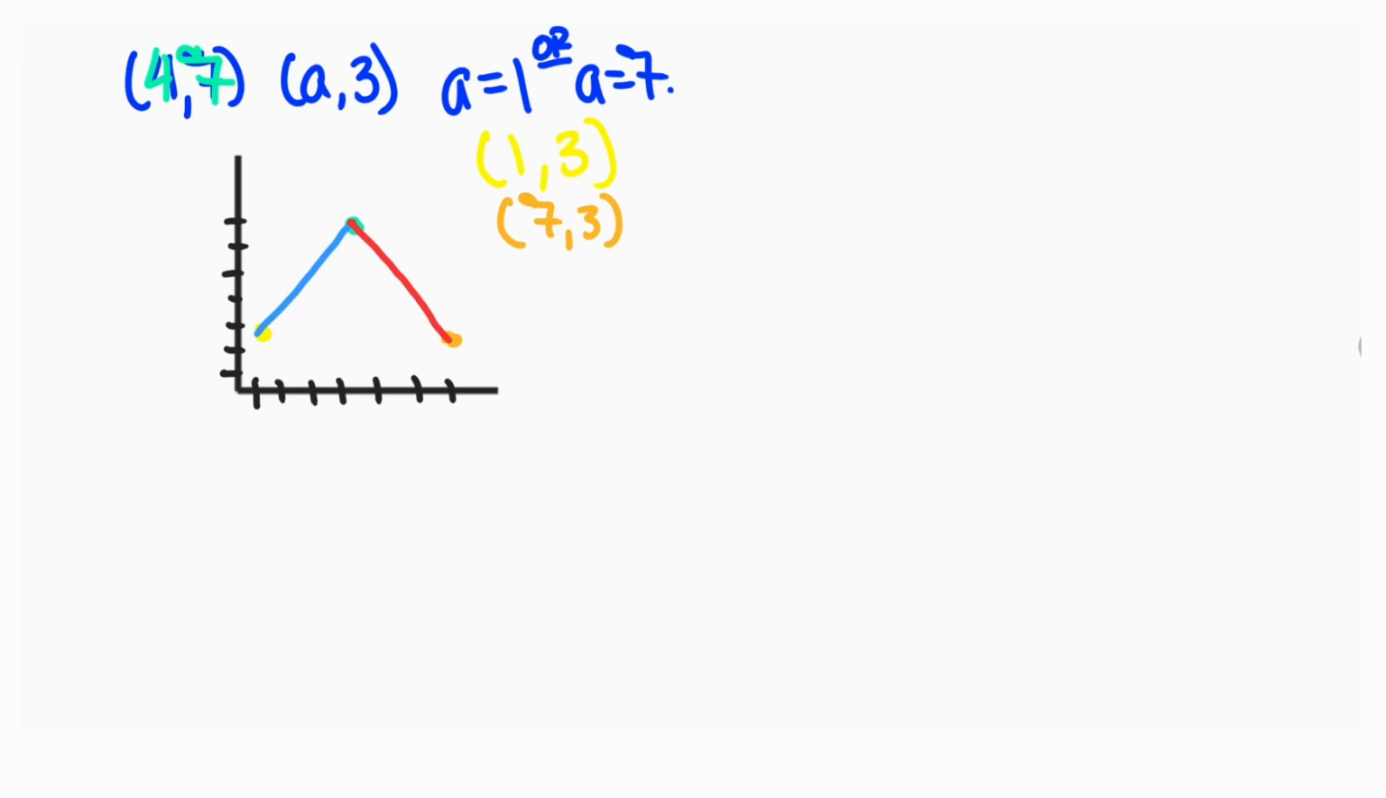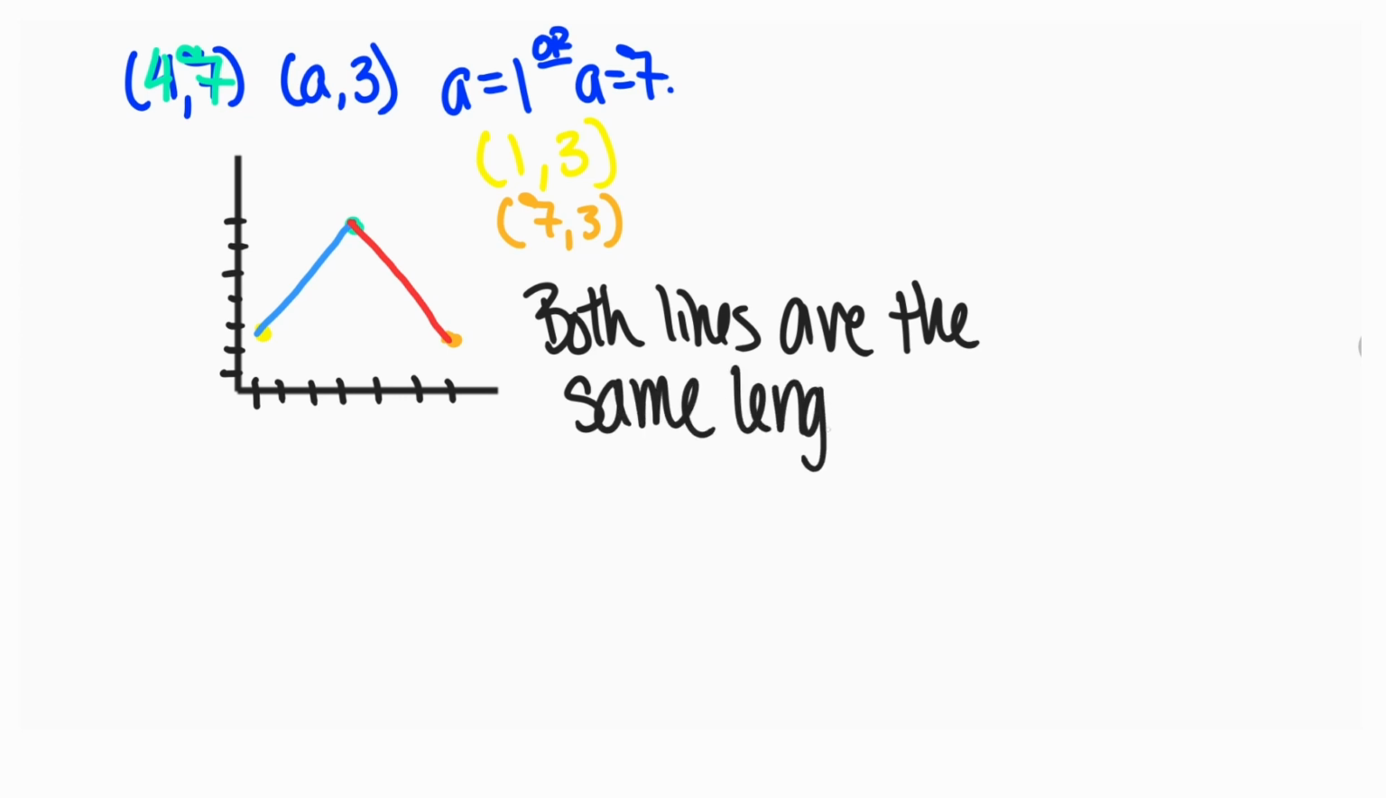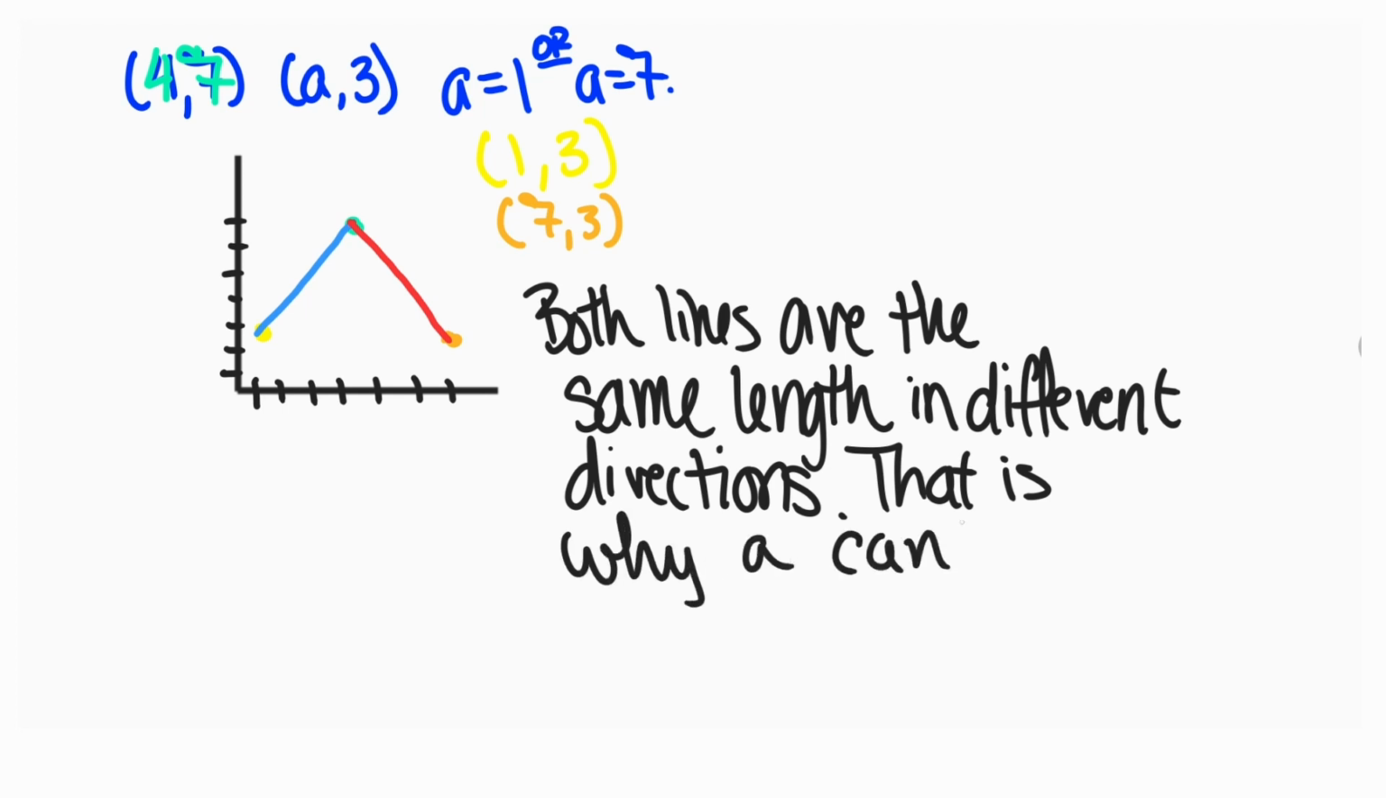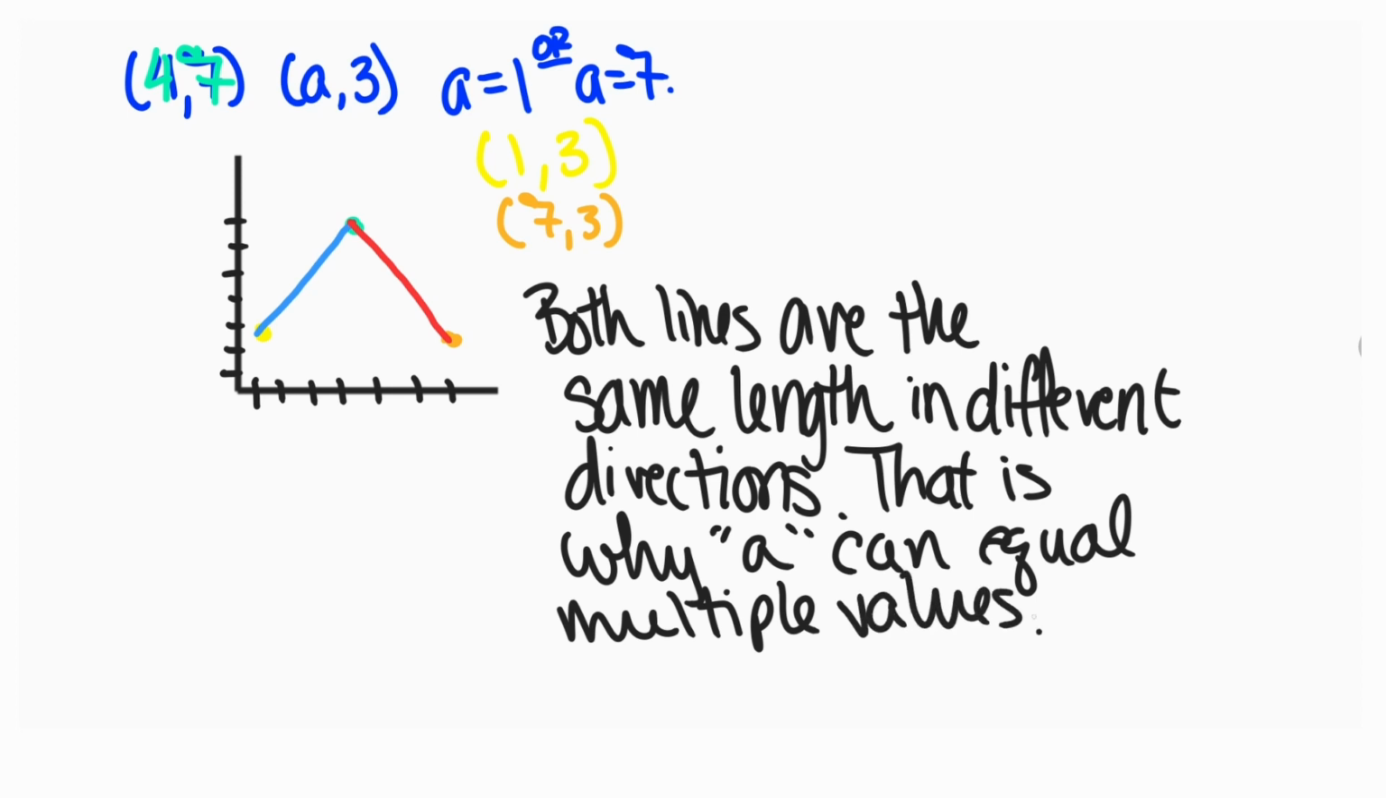And if we connect them, we see they're about the same line. So what does that mean? It simply means that both lines are the same length. They're just in different directions. So that's why a can be multiple values, because in the end, we're simply looking for the distance. Different directions. That is why a can equal multiple values. All right. So now it's simply just practice from here.